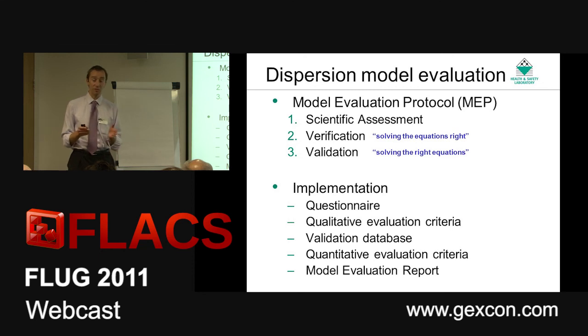We then created this validation database, pulled together lots of different data sets and said, these are the experiments that you need to model to validate your model. And the next step, even more challenging, was to say how accurate is accurate enough. So we put together quantitative evaluation criteria to say how good agreement you need to get to say that this is an appropriate model. And then we put together a template for a model evaluation report, which basically reports the whole of the process of this evaluation.